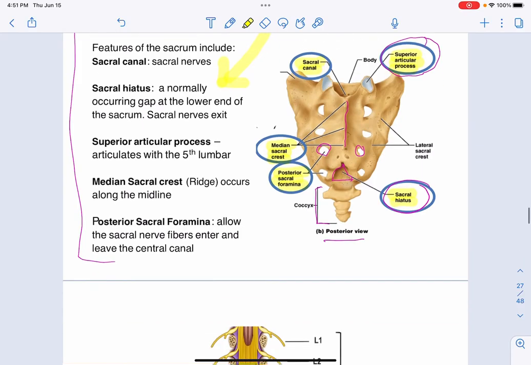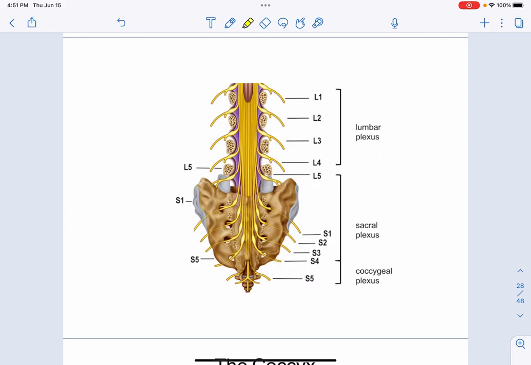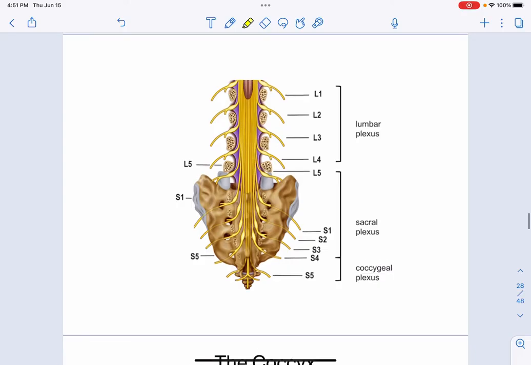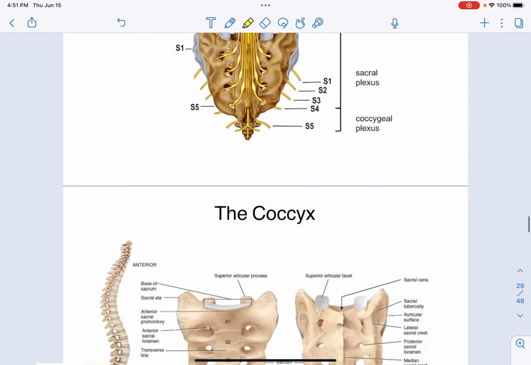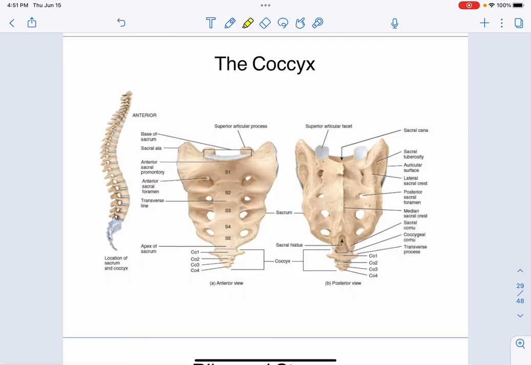All right, this is the view showing you how the spinal cord runs down the sacrum and kind of comes out of those foramina. That's all, it's just there to show you what that looks like. We'll study nerves more when we're in the nervous system.